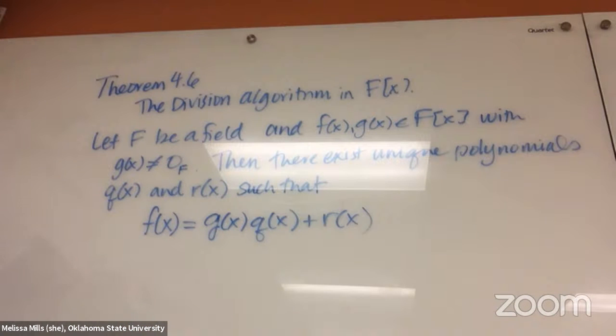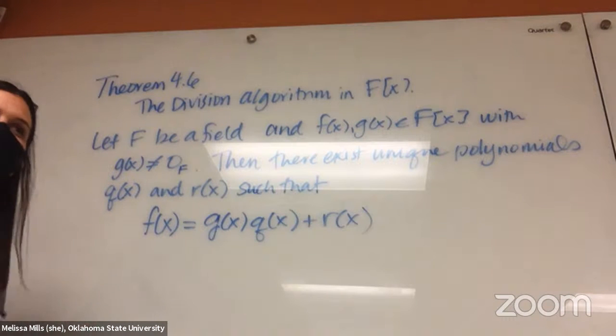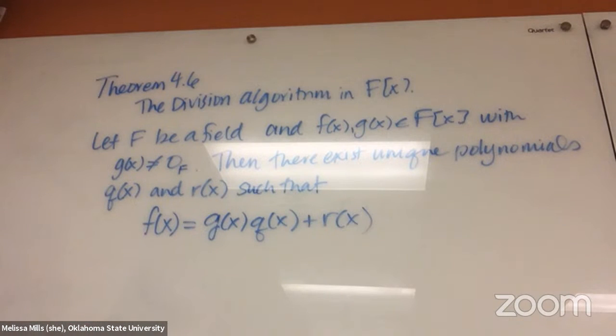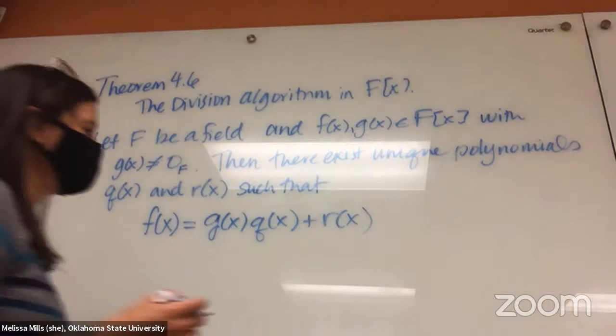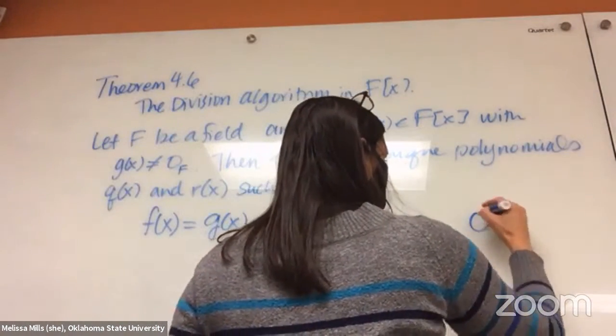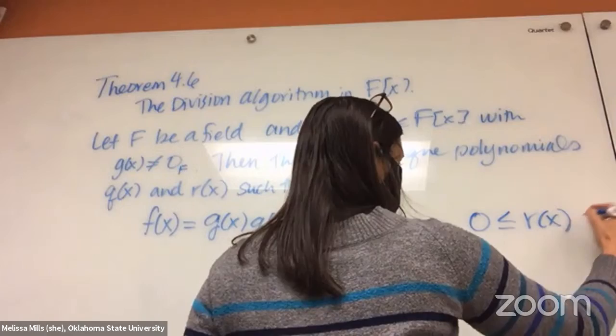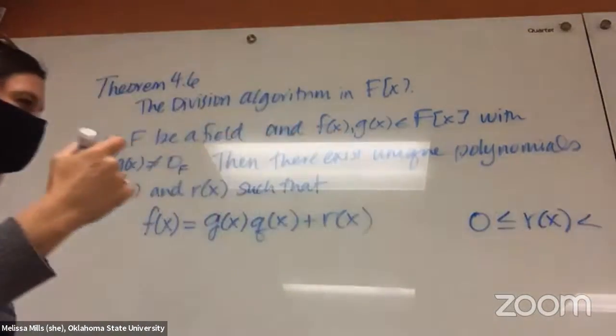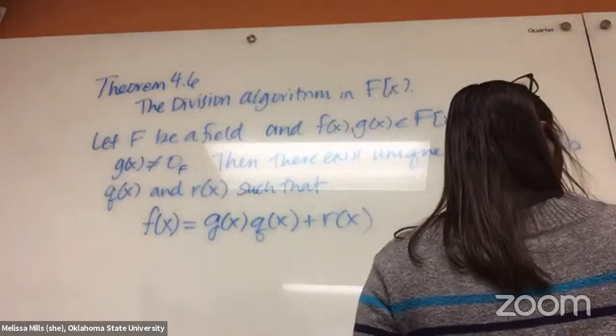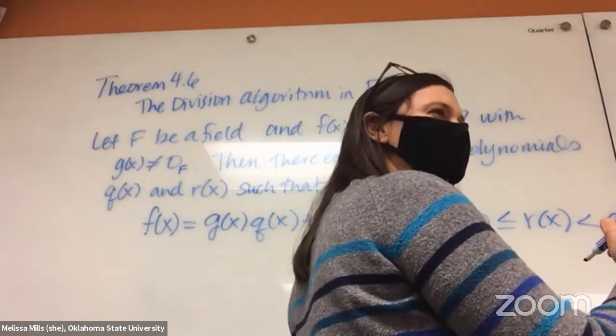And now, what do we say about the r of x? Remember in integers, we said that somehow r has some bounds on it, right? So how might we bound it here? What do you think would make sense? Yeah, so if we just did it straight, it would be something like this. Less than which one? g of x. But what does that even mean here?